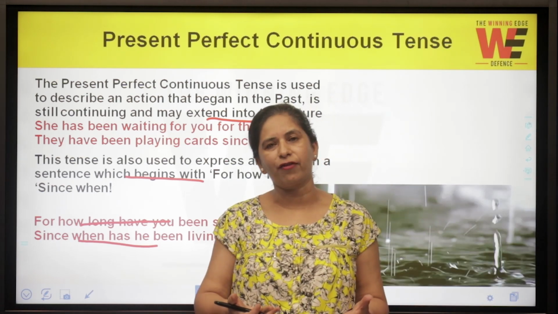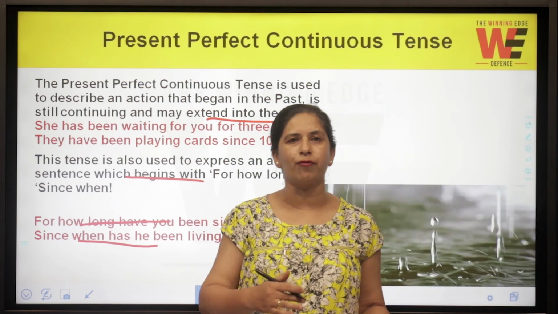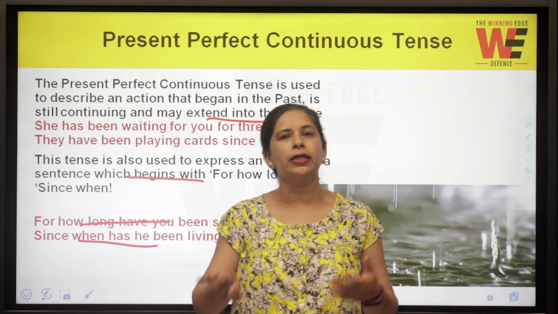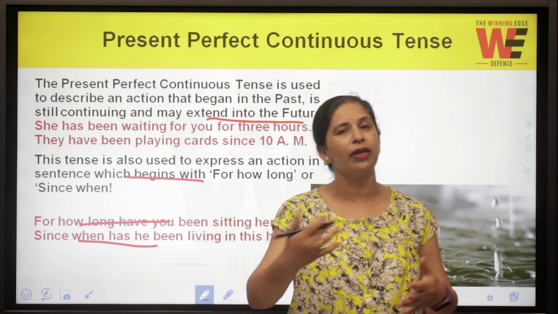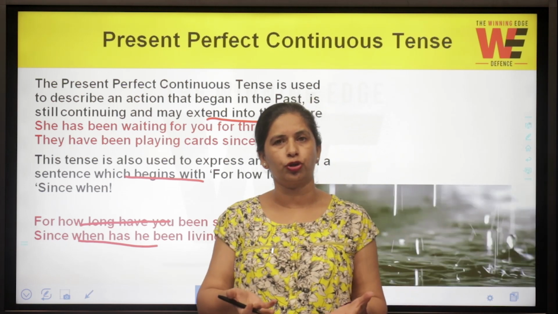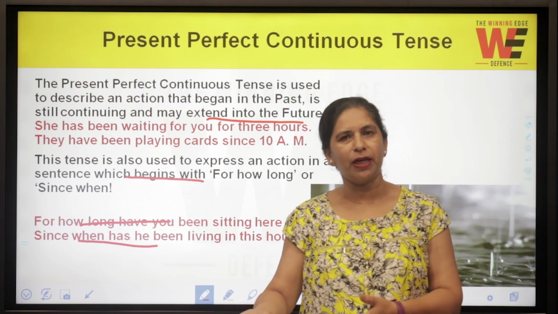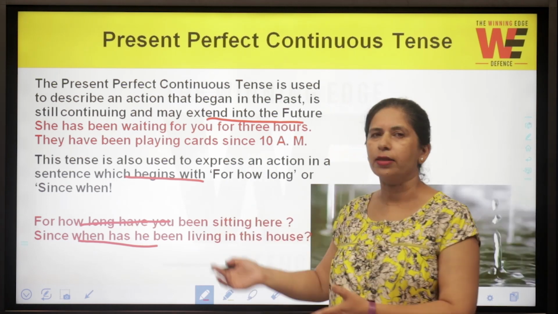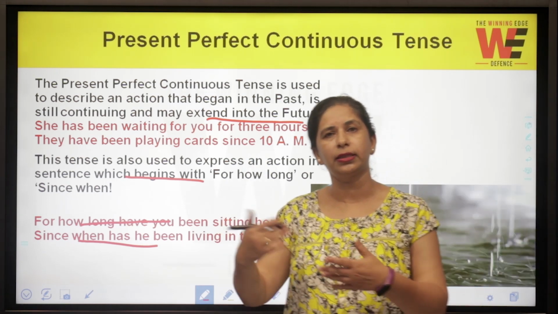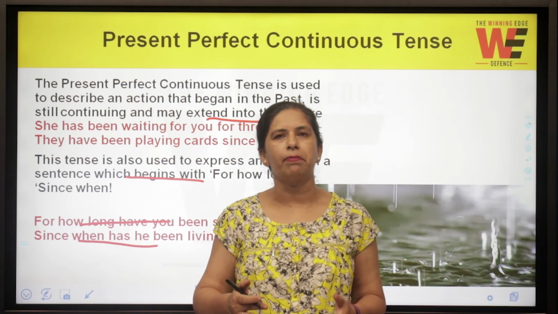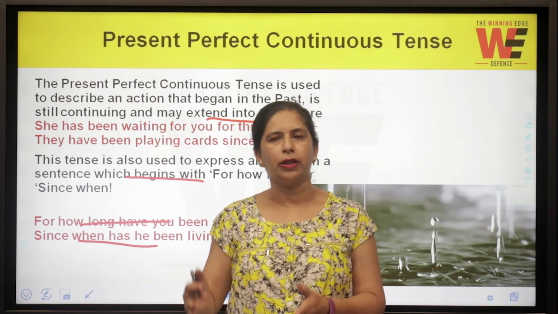For how long have you been teaching? For how long have you been sitting here? Since when has he been living in this house? So when you ask such questions, how do we answer them? She has been waiting for you for 3 hours. Or they have been playing cards since 10 a.m. So all these are the examples of present perfect continuous tense.